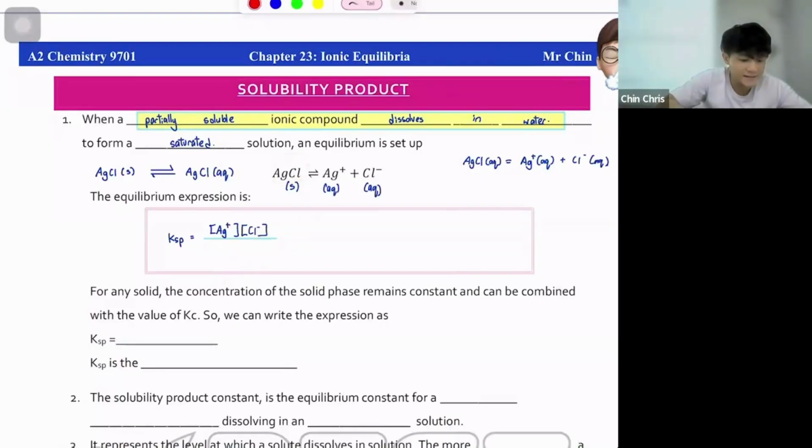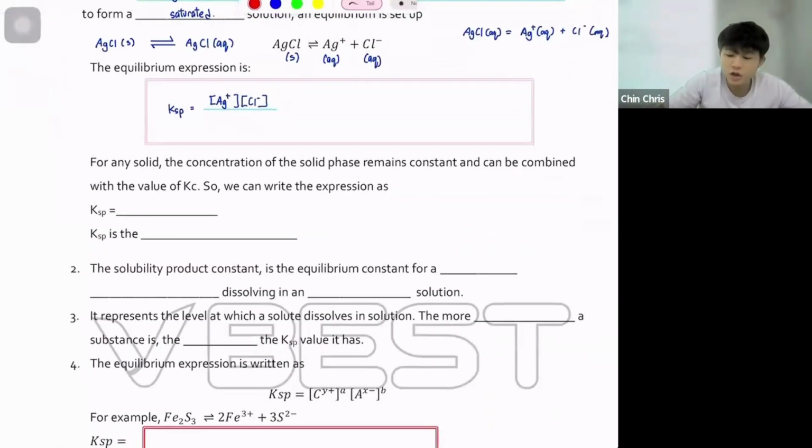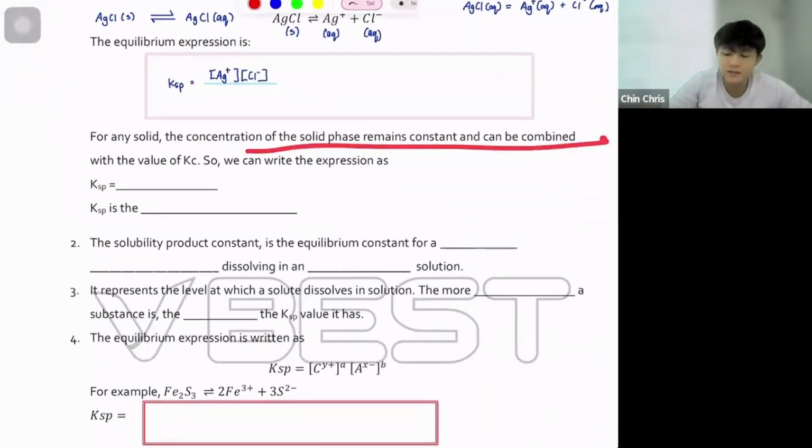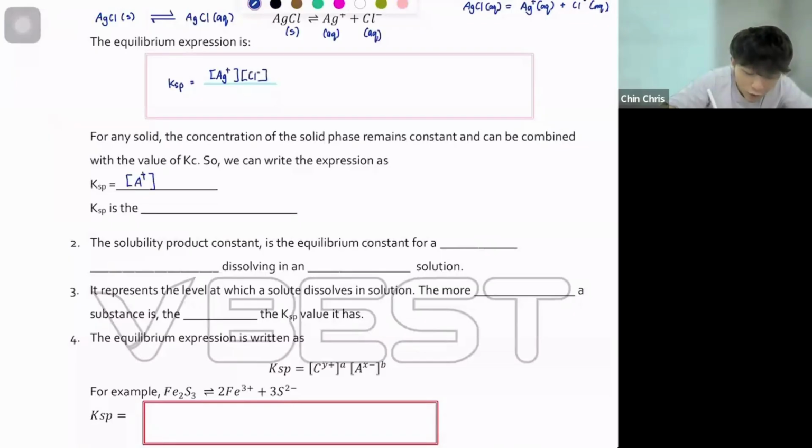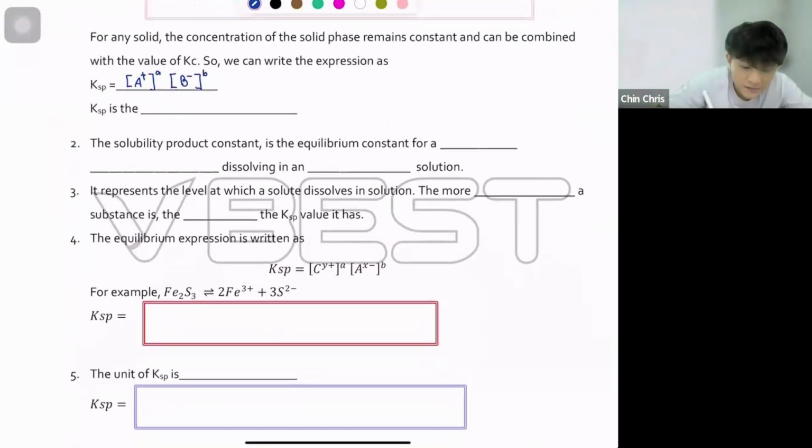Alright, next. For any solid, the concentration always remains the same because solid has no concentration. So for your Ksp, it's always the concentration of the cation to the power of its mole ratio and the concentration of the anion to the power of its mole ratio. Alright, next. Ksp is known as the solubility product.